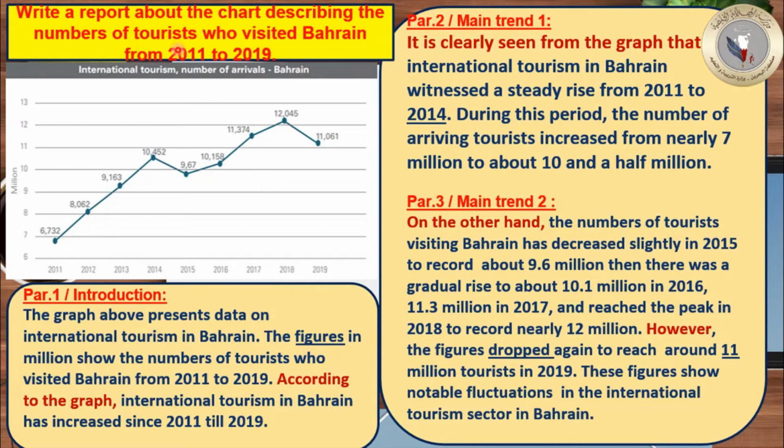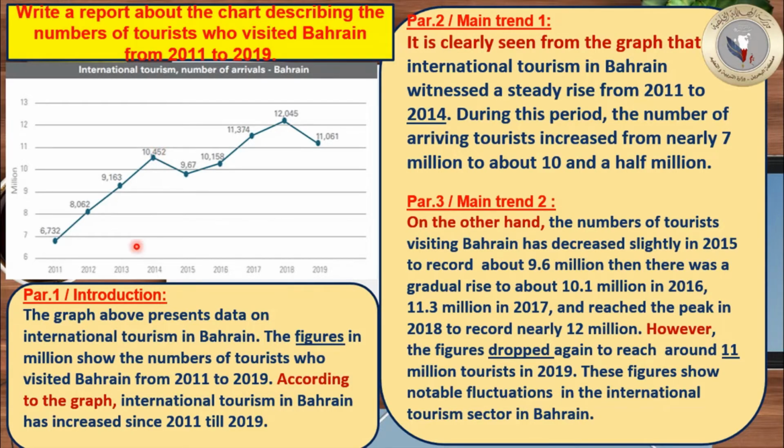Look here at the rubric of the question, describing the numbers of tourists who visited Bahrain from 2011 to 2019. Now, what you can start with is the introduction. How can I make it up? Look at the question itself, look at the title itself and the subject. You can paraphrase it to make your introduction.